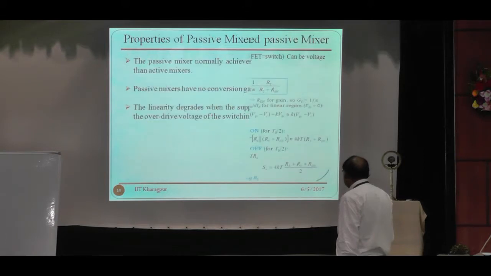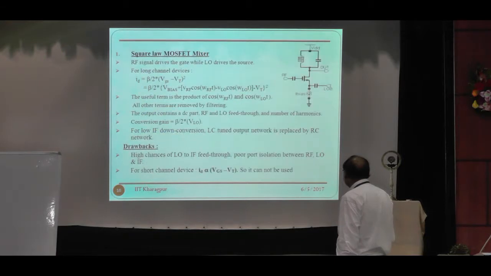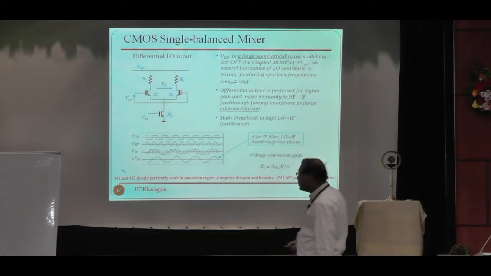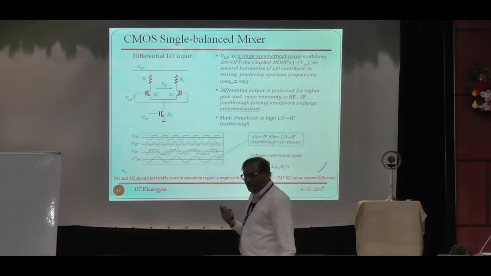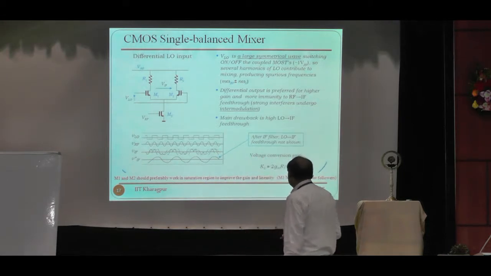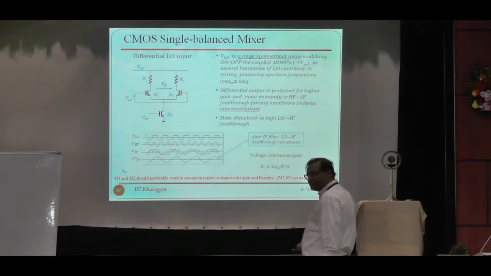single balanced mixer. So 2 by pi into GM, that is the conversion gain of a single balanced mixer. But it has got a problem because of the IF feedthrough. This yellow IF feedthrough, you remember this yellow? It can come through to the IF. So this yellow IF feedthrough is still a problem.